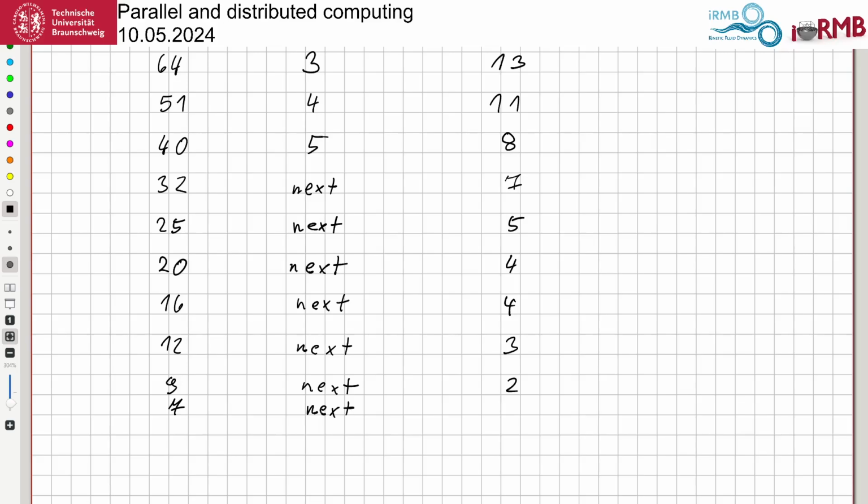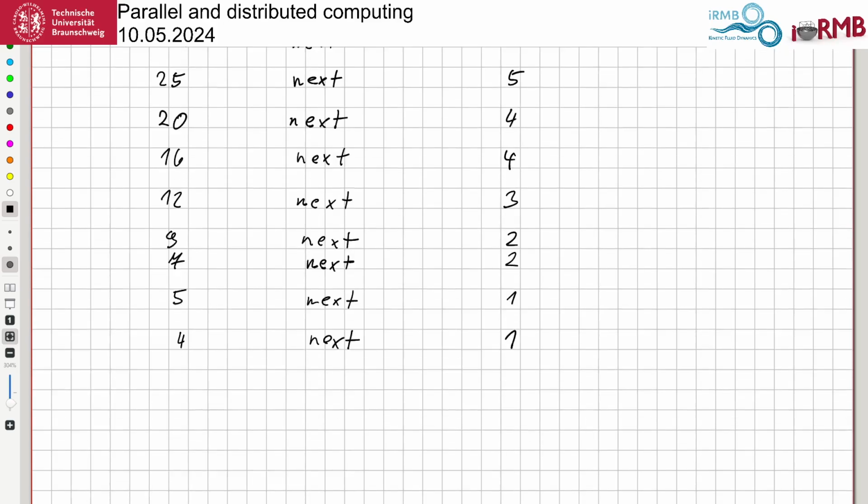Next, so 7 again is 2, then we end up with 5. The next one will be 1. And then we have 4, next 1. Okay, now you get it, right? So there would be 3, 2, 1, right? Zip. Okay. So this is how this thing here works.